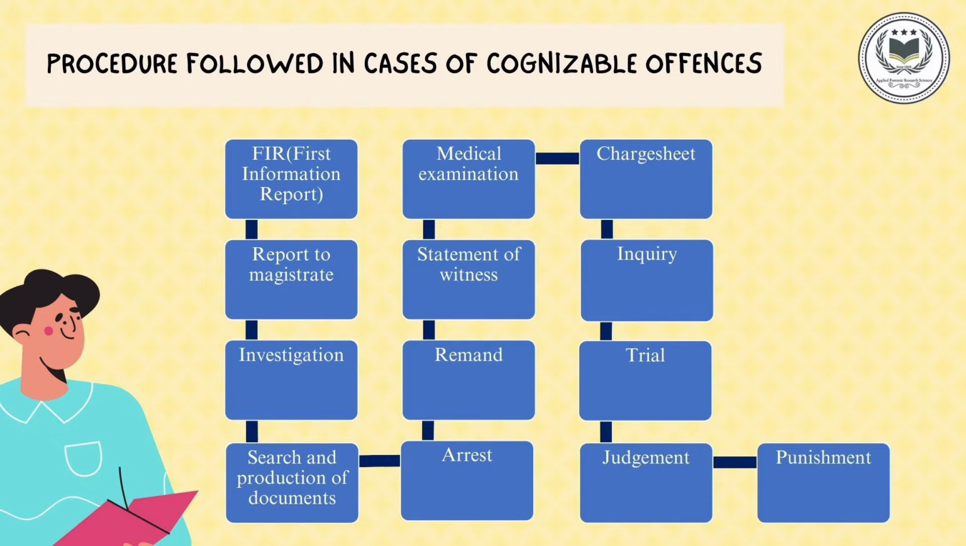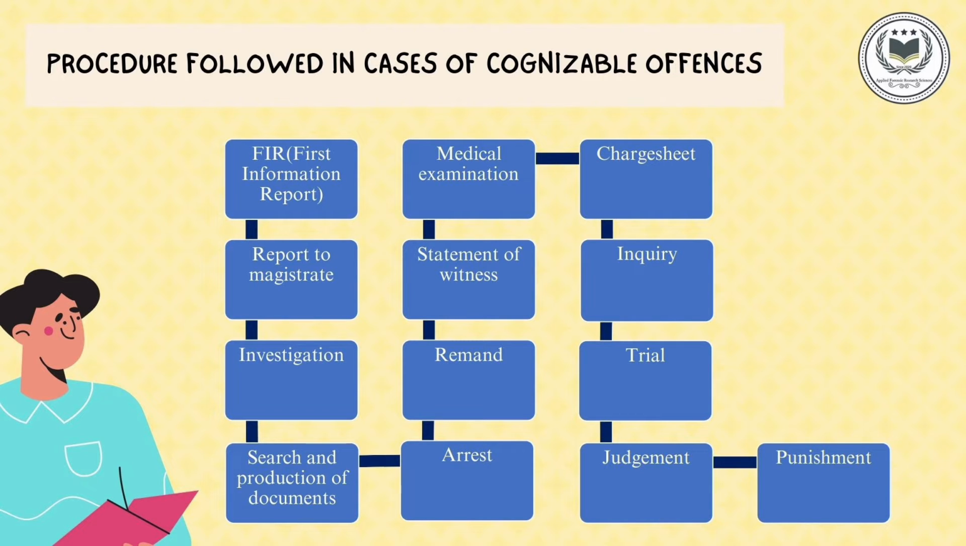The general procedure followed in case of cognizable offense includes FIR, first information report, then report to magistrate, investigation, search and production of documents, arrest, remand, statement of witness, medical examination, charge sheet, enquiry, trial, judgment, and then punishment. FIR means the information given to the police against a known or unknown person that he has committed the crime.